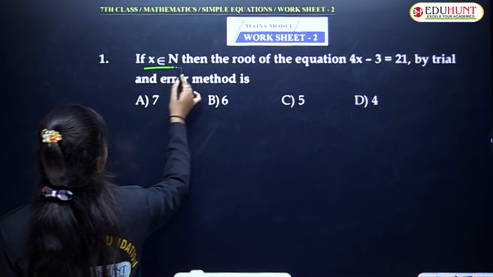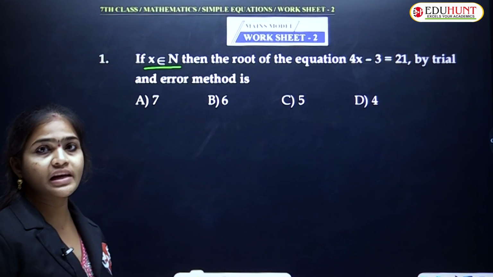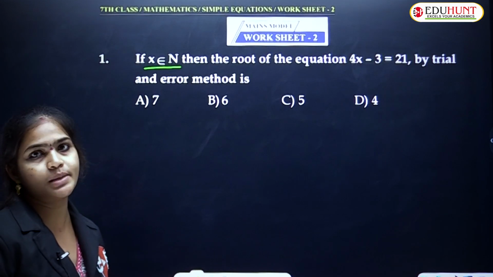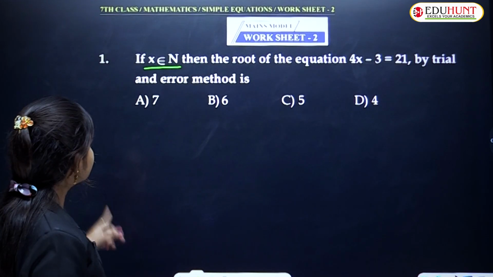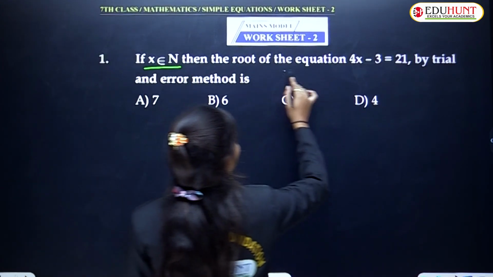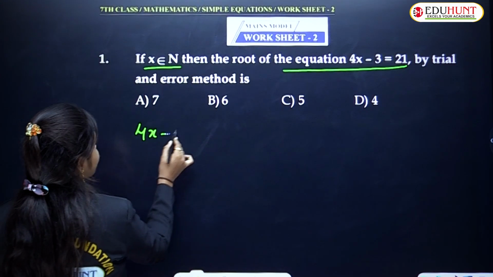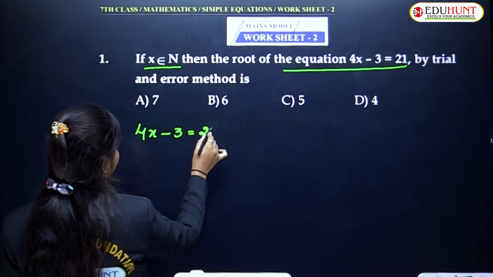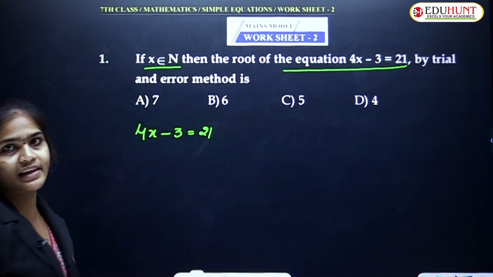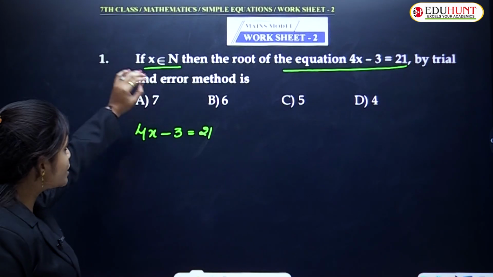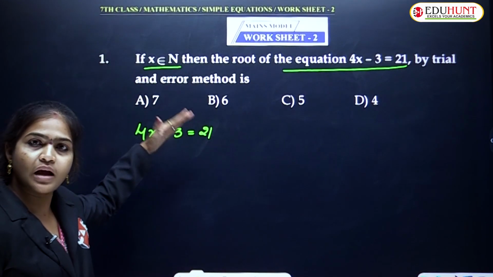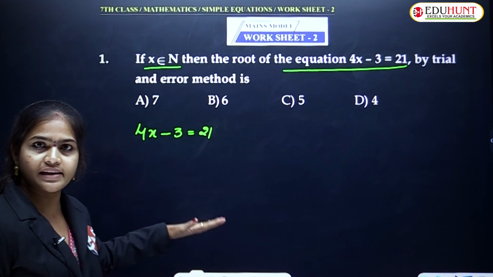If x belongs to N, x is one of the numbers, that is, a natural number, they are saying. Okay, if x belongs to N, then the root of the equation 4x minus 3 is equal to 21 by trial and error method. Children, here they mentioned trial and error method. So I will explain the trial and error method here.